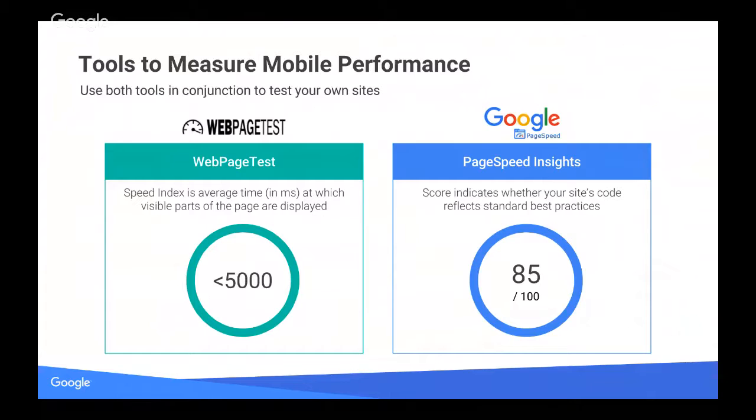PageSpeed Insights, on the other hand, gauges performance across mobile speed best practices based on your website's code. So it does not simulate the web the way WebPageTest does. However, this tool can provide insights into prioritization and what you can do to improve the speed. We should aim for a Speed Index of less than 5,000 from WebPageTest and aim for a score of 85 for PageSpeed Insights.